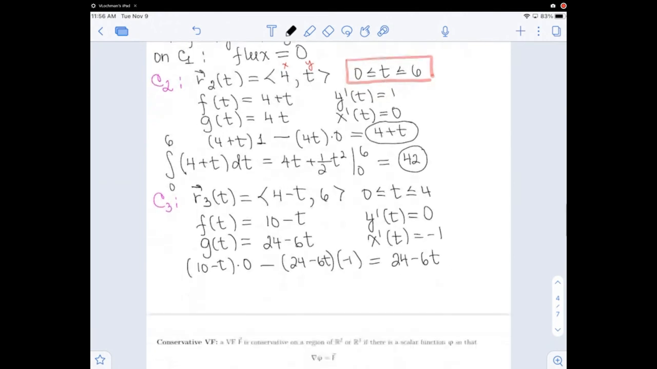What is the integral here? We go from 0 to 4, 24 minus 6t dt. Pretty simple to integrate, right? So this is 24t minus 3t squared. We go from 0 to 4, and we're going to get 48.